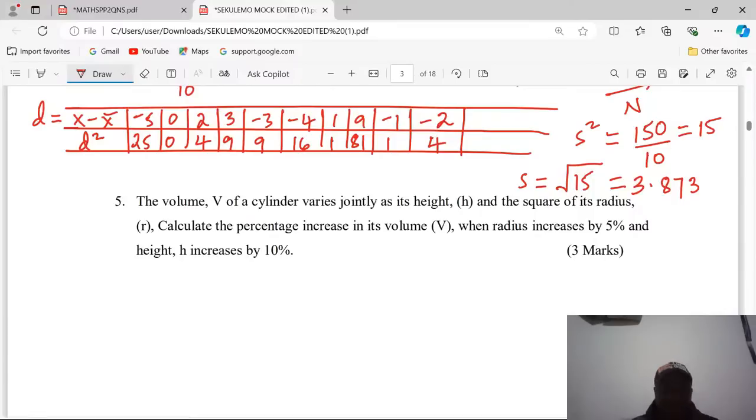All right. We check the next question now. It looks like a question from variations. Okay, let's look at it. Let's look at number 5.